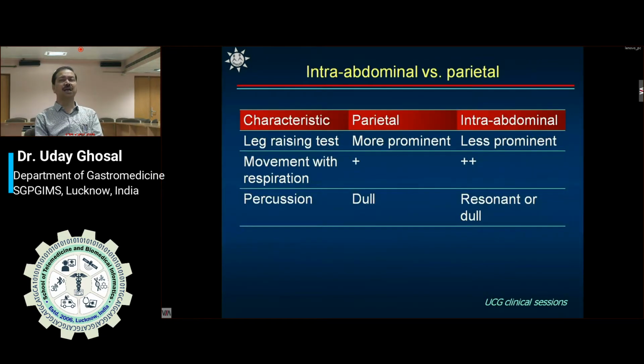So in parietal lump, I showed here that parietal becomes more prominent on leg raising, intra-abdominal becomes less prominent. Movement of the respiration is less marked in parietal, more marked in intra-abdominal. Percussion note may be dull or is dull in parietal, resonant or dull in intra-abdominal. But most important is the first row.